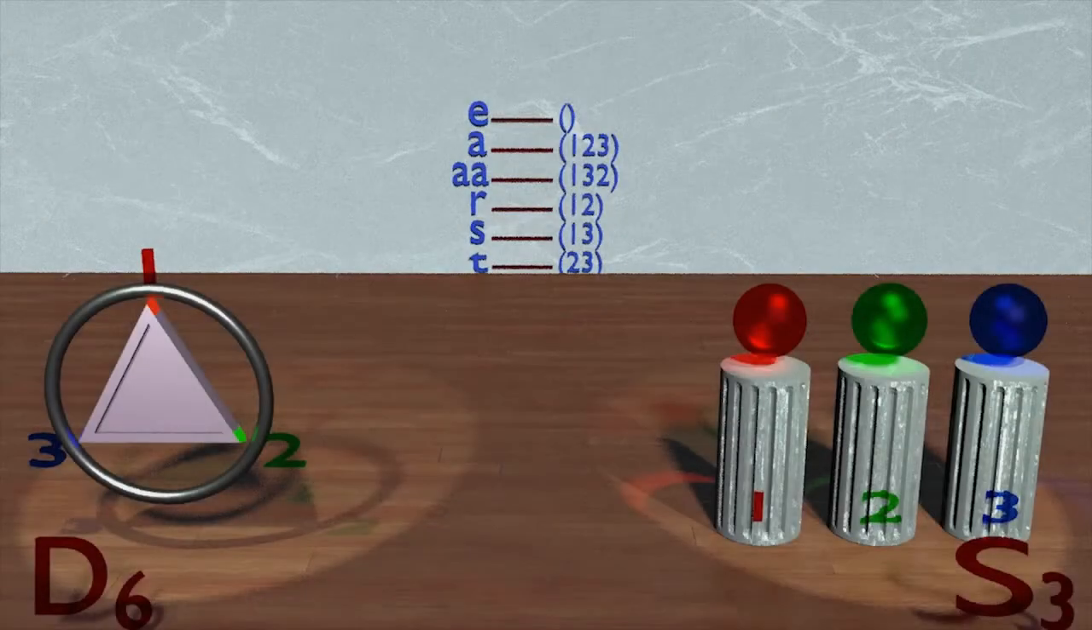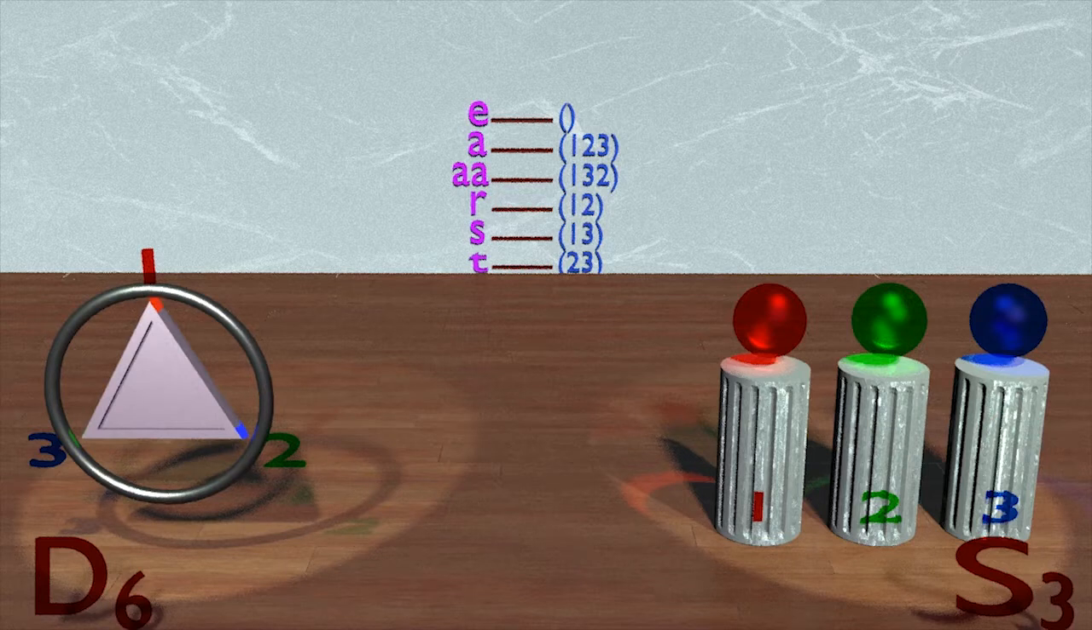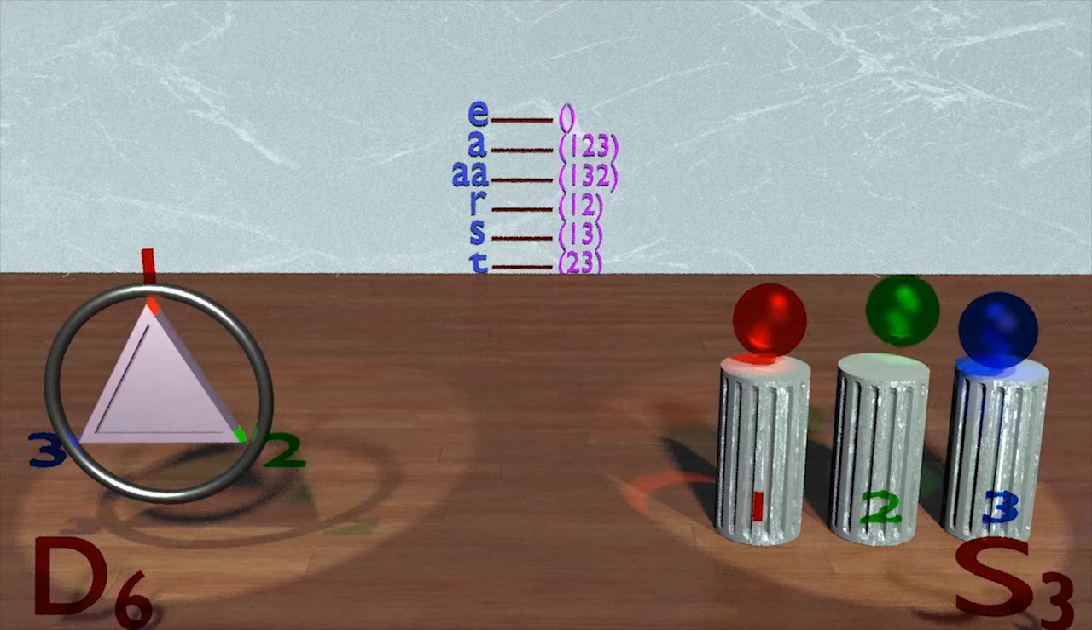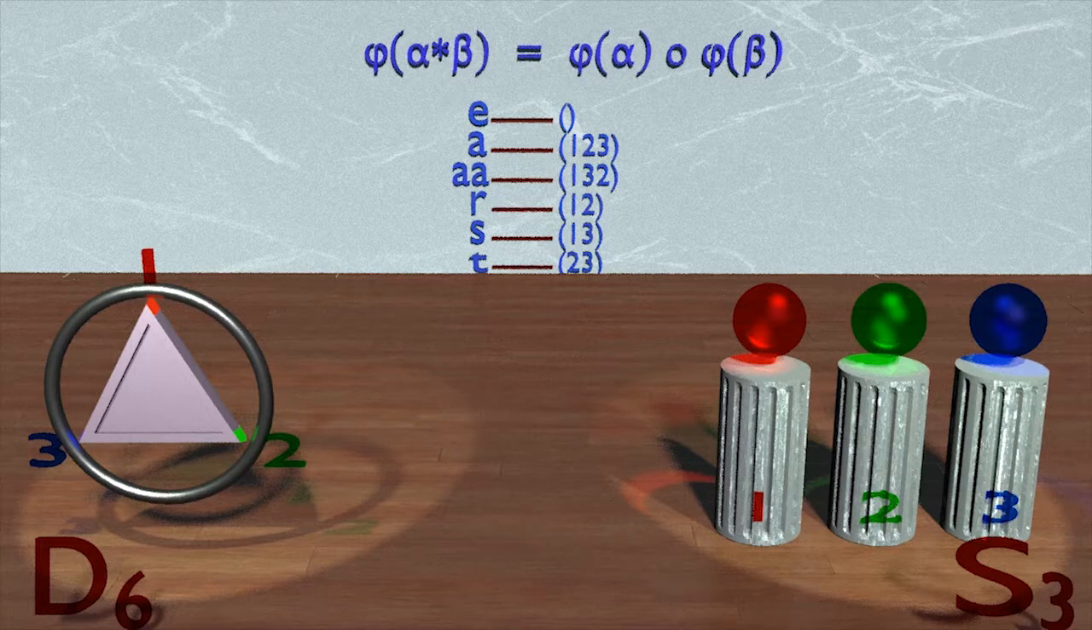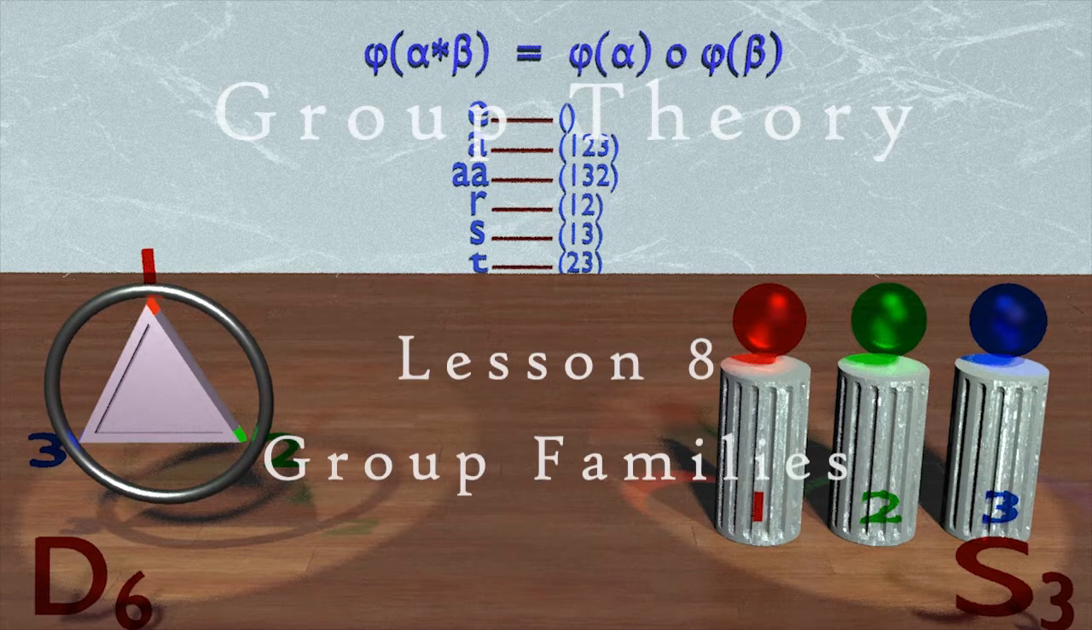Our last video showed an isomorphism mapped the elements from one group onto the elements of another group. It was one-to-one and onto. Plus, this mapping preserved the group operation obeying this equation and mapped the identity to the identity and inverse to the inverse.